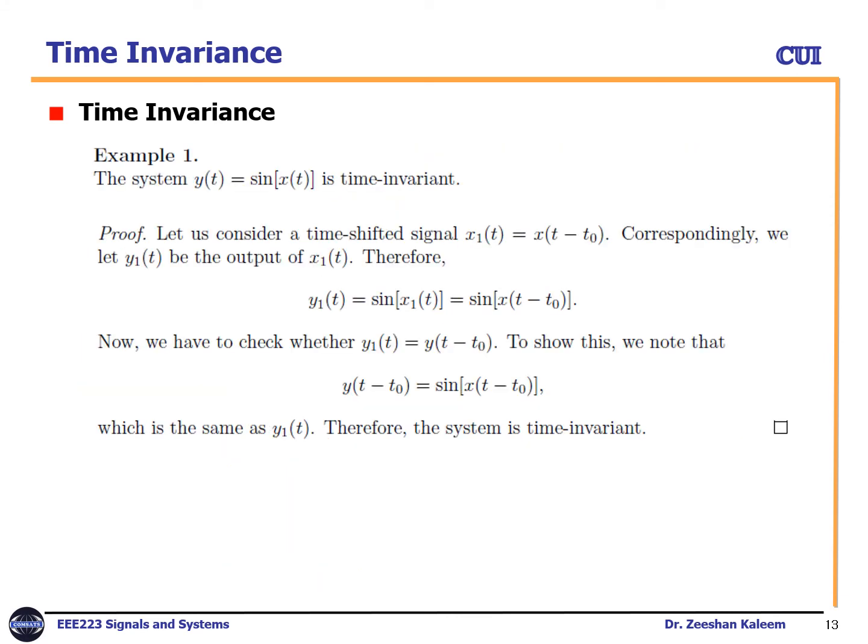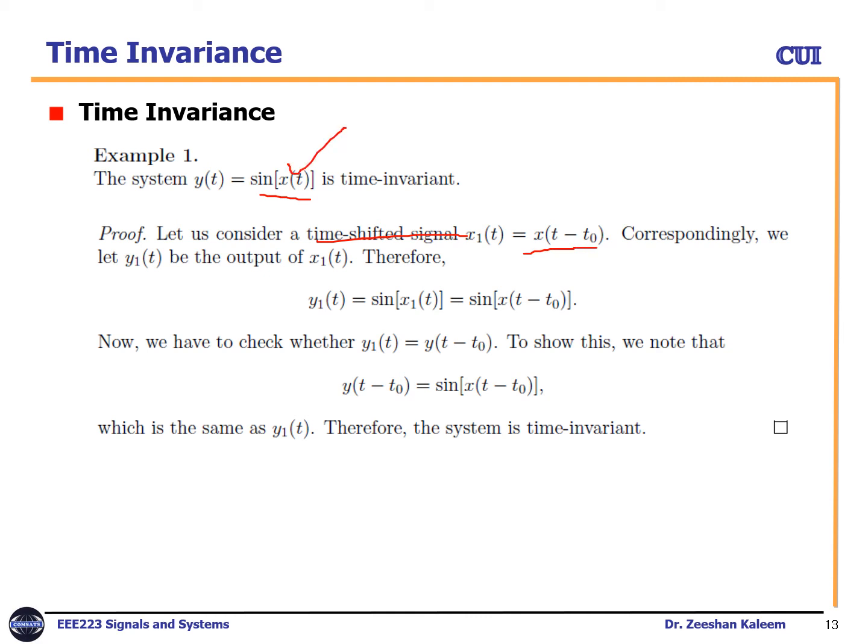Okay, let's see an example of time invariance. Example 1: y(t) equals sine x(t) is time invariant. Now we have to prove that it is time invariant. How is it time invariant? Let us consider a time shifted signal, x1(t) is equal to x(t minus t naught). Now we shift that input to t minus t naught.